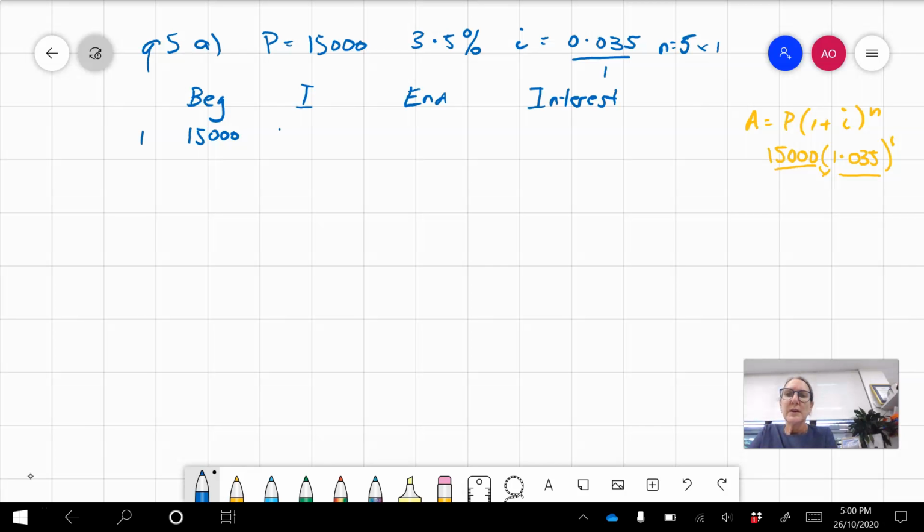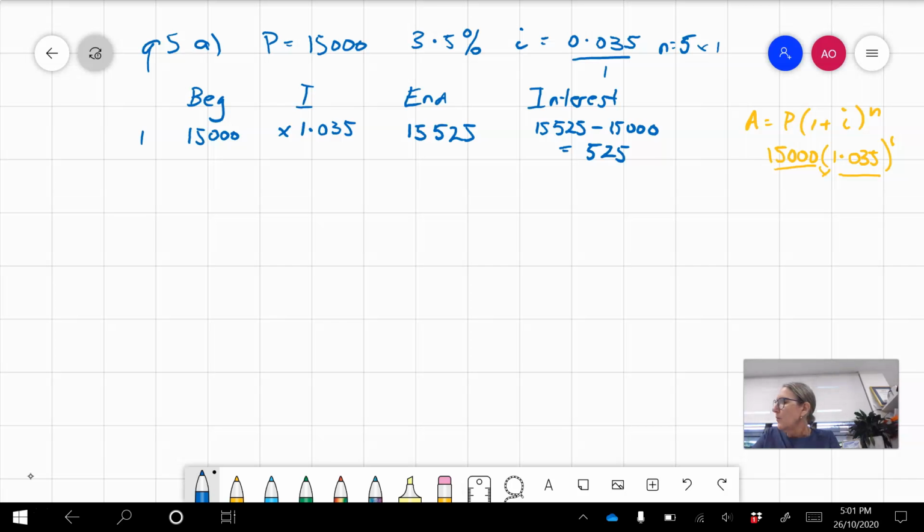So in here, I'm just going to write multiplied by 1.035, and that will give me the amount at the end of my year. Okay, so at the end of the year, I will end up with $15,525. So that's the total amount, including the principal. So the interest is I'm going to take $15,525 and subtract the principal, the original amount, and I get $525. So that's how much interest Ethan earns in the first year.